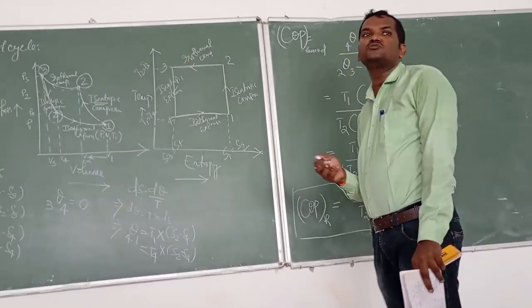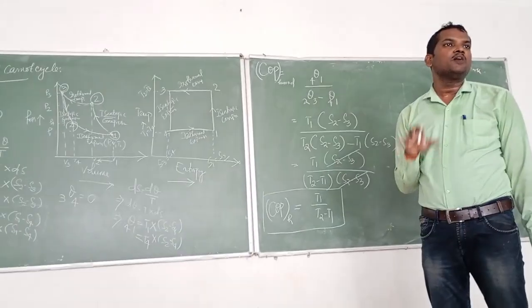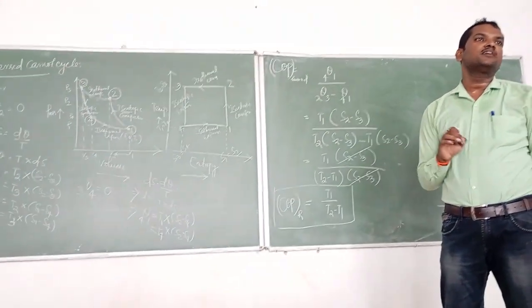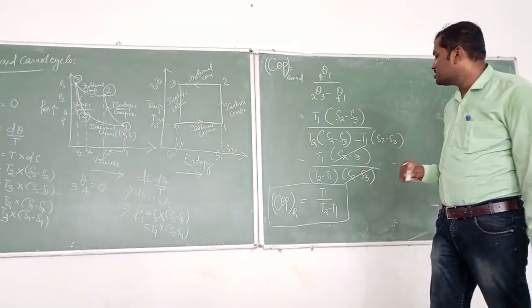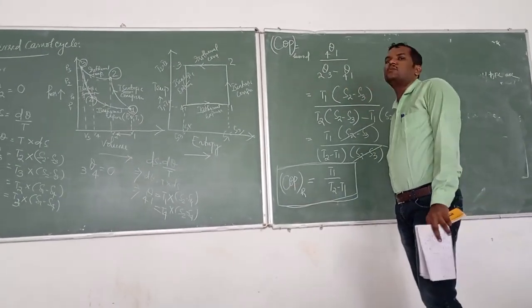Our main aim is to find out the COP of a cycle. In this refrigeration chapter, for every cycle we have to find out the COP. COP is equal to T1 divided by T2 minus T1.